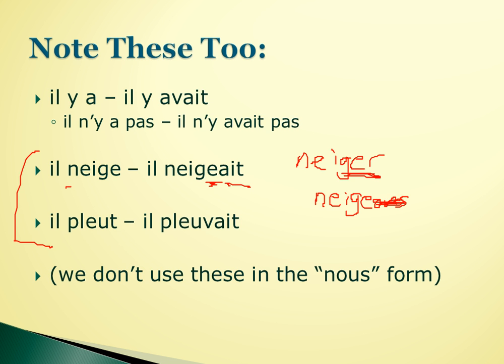This verb here, pleuvoir, is the verb to rain. And so this is what the form is going to be. Pleuvait.